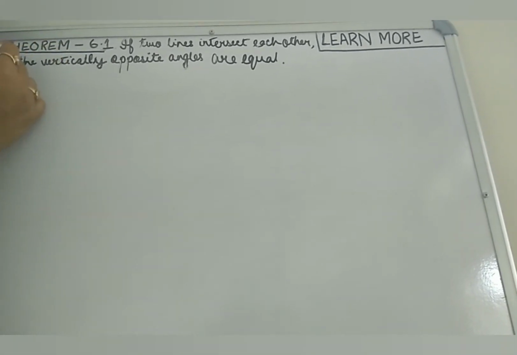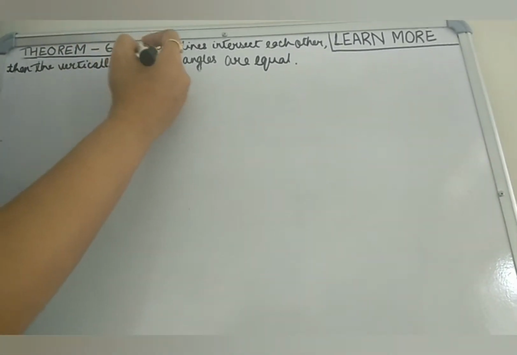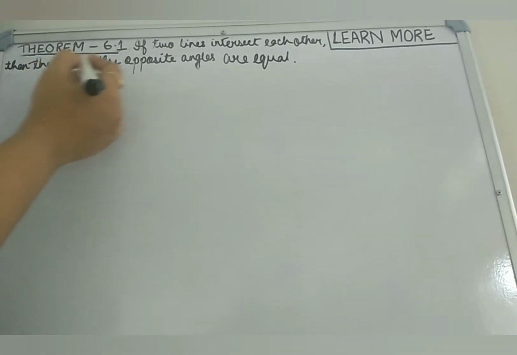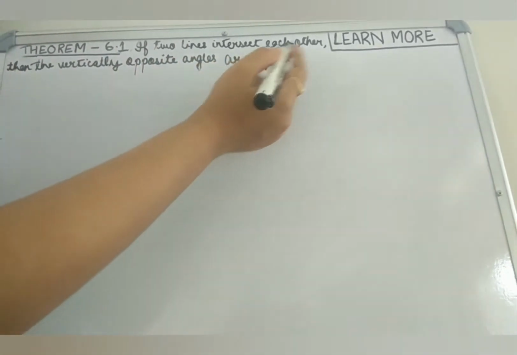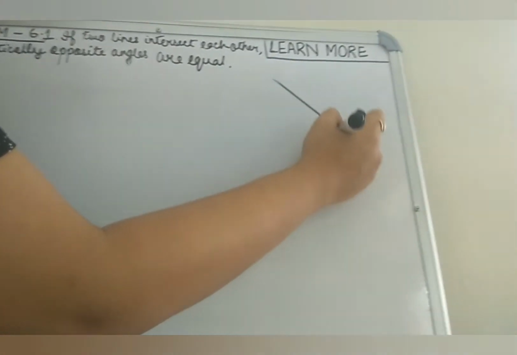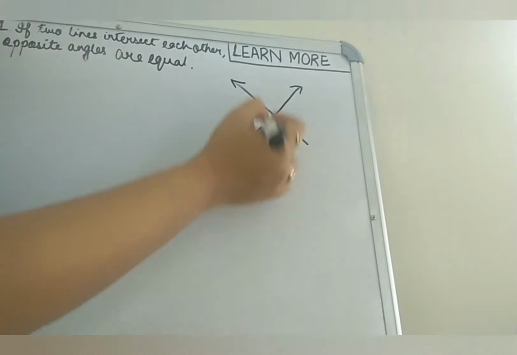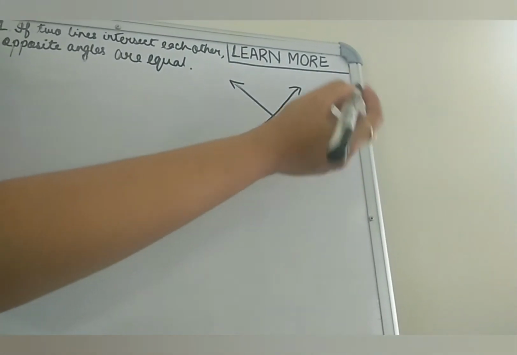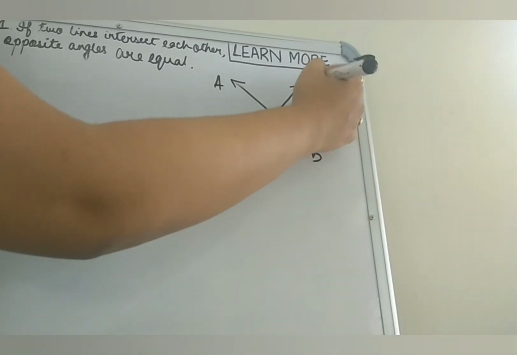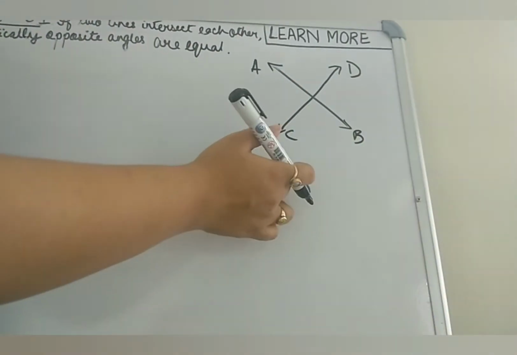First we have theorem 6.1. According to this theorem, if two lines intersect each other, then the vertically opposite angles are equal. Now I will draw two lines such that they intersect each other. A, B and C, D I am drawing here. These are the two lines which intersect each other.